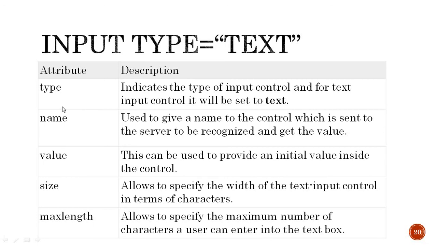Next are some attributes of the text type. First one is type, that indicates the type of input control, and for text input control it will be set to text. Name is the name of the control which is sent to the server to be recognized and get the value. Value: if you want to give some initial value, then use this attribute. Size decides the width of the text input control, and maxlength decides the maximum number of characters a user can enter in the text box.